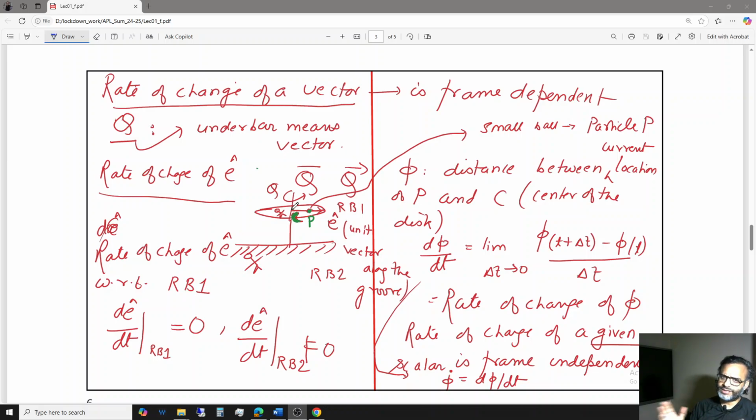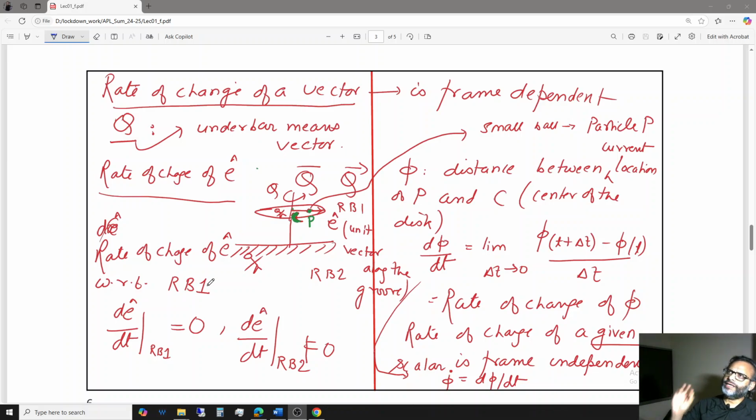Why vector? Because it has distance and since it is a line, it can have different directions while still having the same magnitude, and that's why I denote this vector as E. This is how I define my vector. Now let the distance between C and P be 1. For simplicity, let the distance be 1. So distance is going to remain constant. I want to ask the question, what is the rate of change of E cap with respect to RB1?